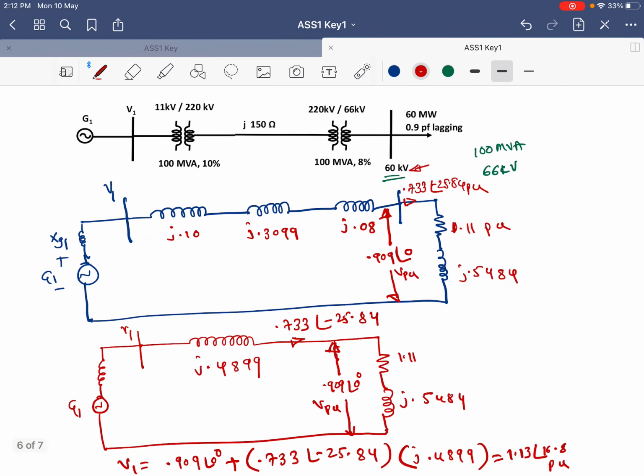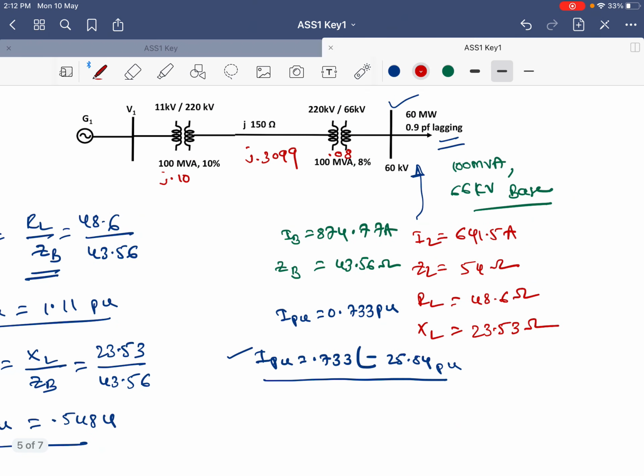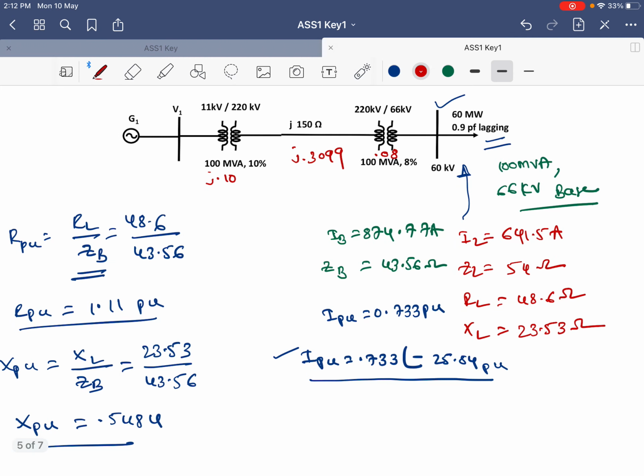The calculations are very simple. Just I will appraise the overall calculation sequence here. First, you have to choose the base quantity in any one part of the circuit. On the same base, you have to calculate the per unit reactance of all the components, that is transformer, transmission line, transformer. Even you can calculate for the load, because load is not given, but as an exercise I have taken that.